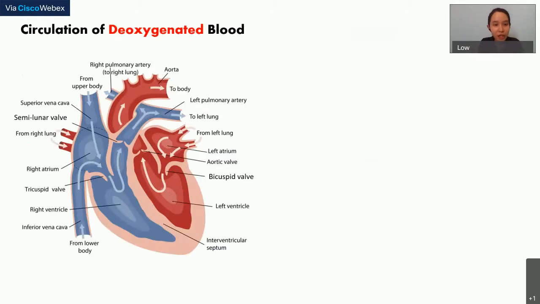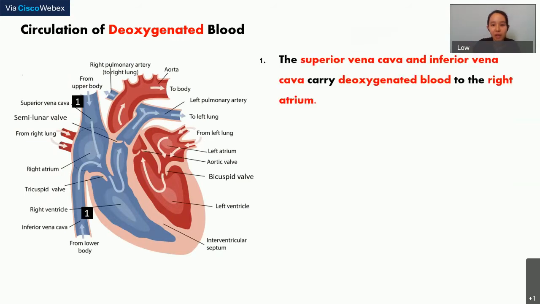So, circulation of deoxygenated blood. How does the blood come from all parts of your body back to the heart? First step, the superior vena cava takes all your blood back from your brain and upper part of your body, and the inferior vena cava takes all the blood from your lower body, your hands or legs, everywhere. They take the blood back and fill the right atrium with deoxygenated blood.